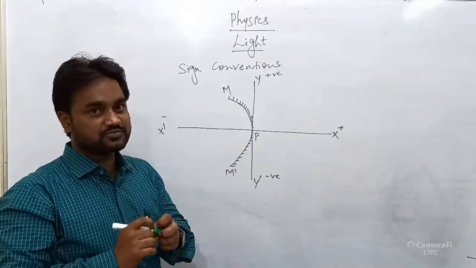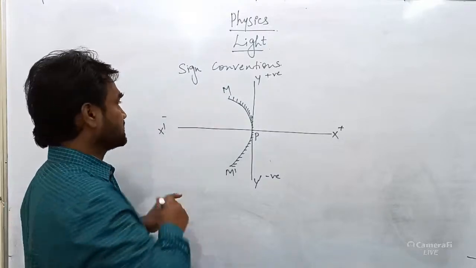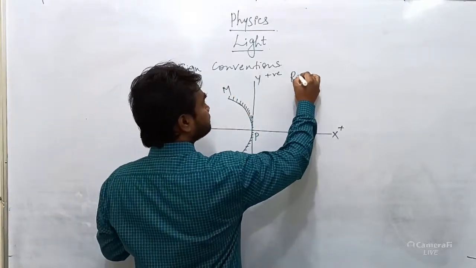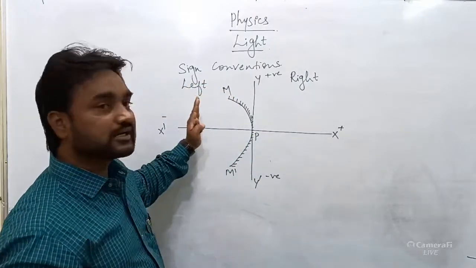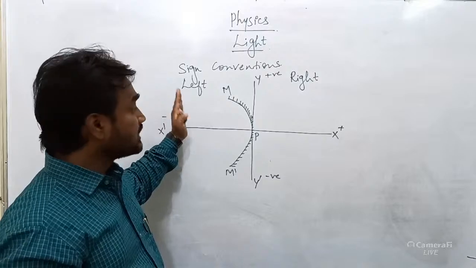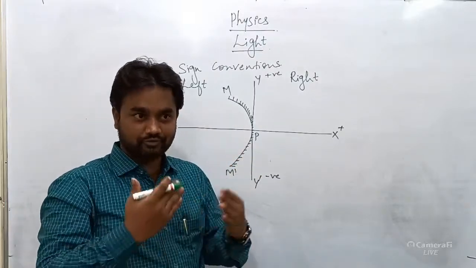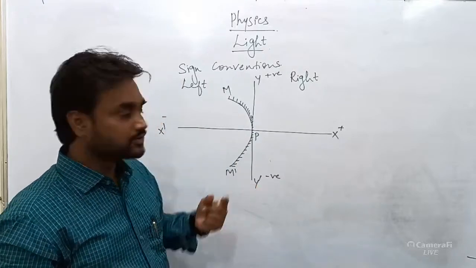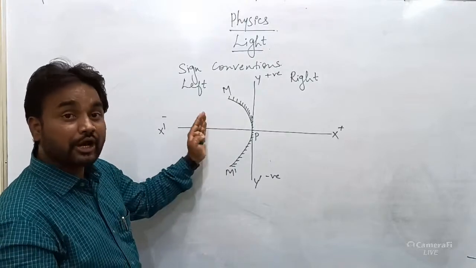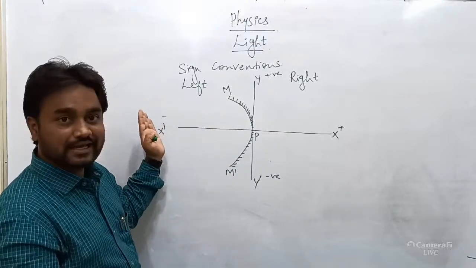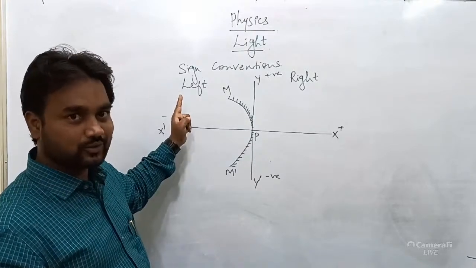And another assumption we have to make is that the object should always be kept on the left hand side. If this is the right hand side and this is the left side, the object must be placed on the left hand side, because this is the reflecting surface. If you go and stand behind the mirror, you will not be able to see. You have to stand in front of the mirror in order to get an image. So the object has to be placed on the left hand side because the reflecting surface is facing the left hand side. That is one criterion that you have to remember.